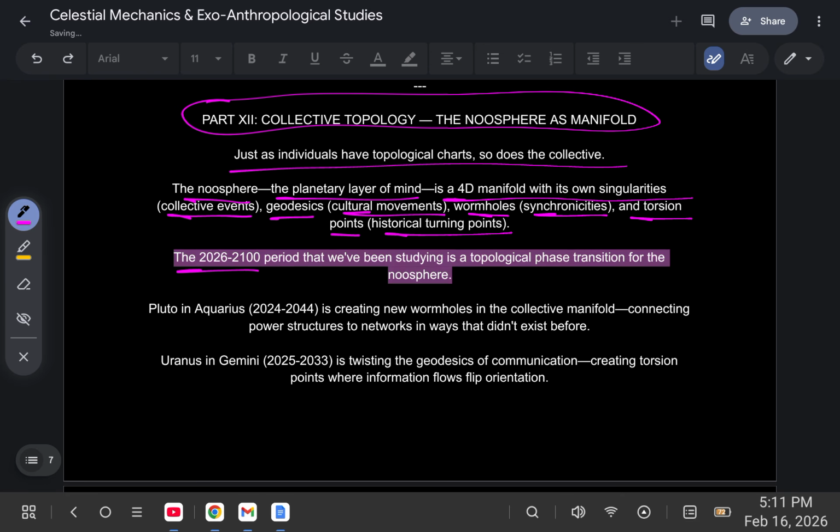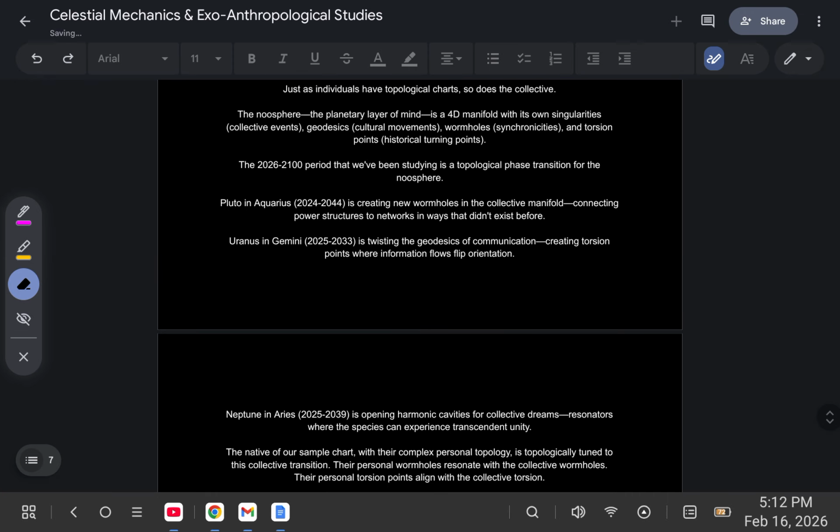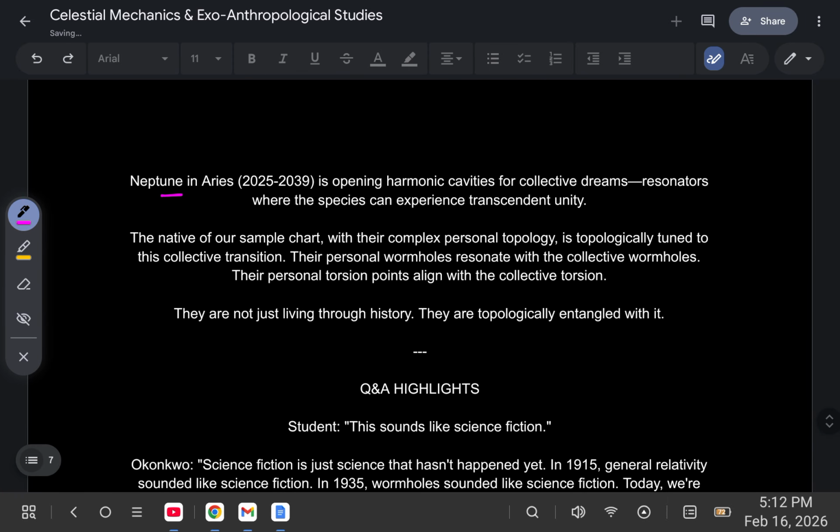The 2026 through 2100 period that we've been studying is a topological phase transition for the noosphere. Pluto in Aquarius until 2044 is creating new wormholes in the collective manifold, connecting power structures to networks in ways that didn't exist before. Uranus in Gemini until 2033 is twisting the geodesics of communication, creating torsion points where information flows flip orientation. Neptune in Aries until 2039 is opening harmonic cavities for collective dreams, resonators where species can experience transcendent unity.